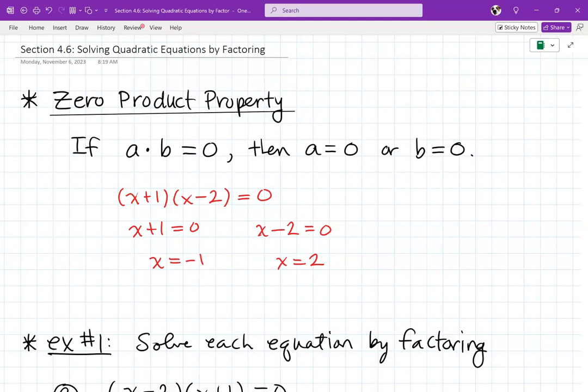But the important thing is I have to factor in order to have them as two pieces that are multiplied. Once I factor and they look like this, x plus 1, x minus 2, then I can break them apart and solve individually, because of the zero product property. So our job today is to factor appropriately so that we can get them into factored form, two parts, and then set them equal to 0 so we can solve. So that's our job for today.